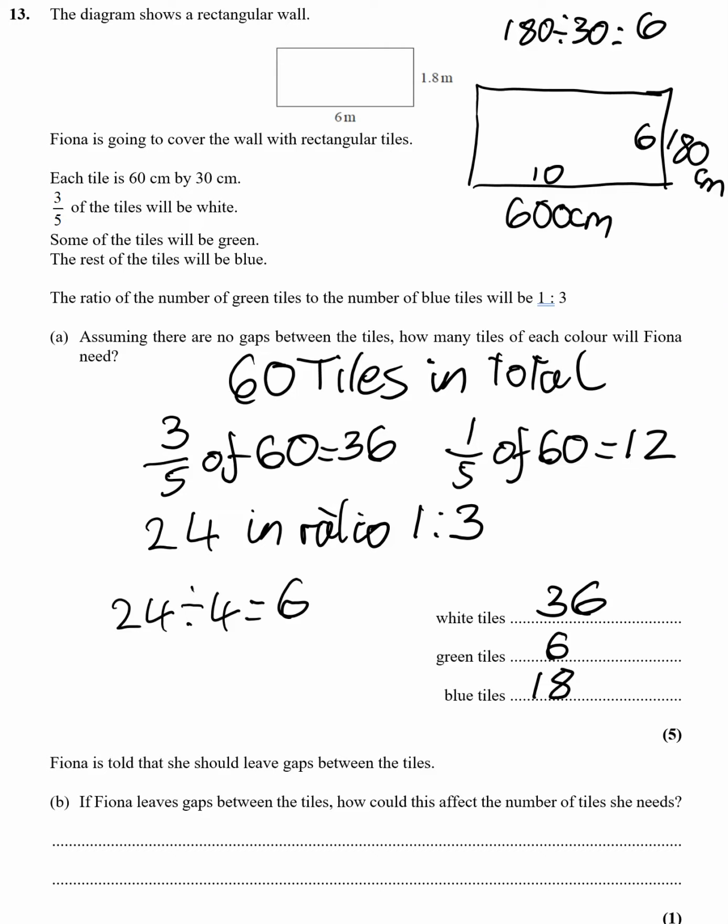Okay, now Fiona is told that she should leave a gap between the tiles. If Fiona leaves a gap between the tiles, how could this affect the number of tiles she needs? Well, if there's a gap, we're not going to get as many along there or as many up there, so we would need fewer tiles.